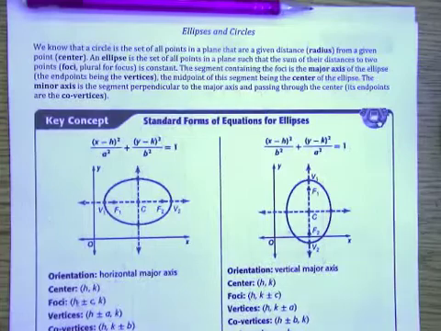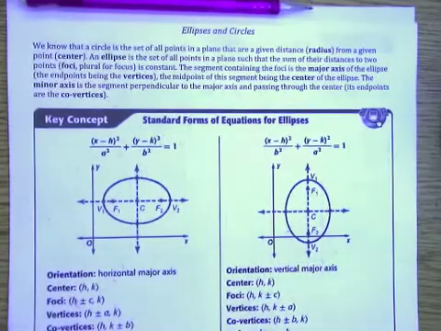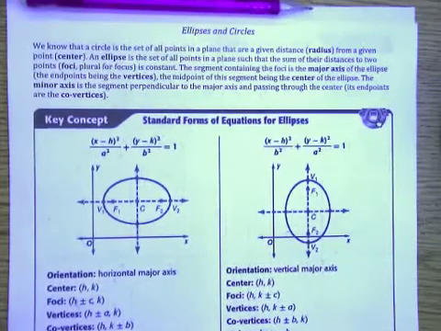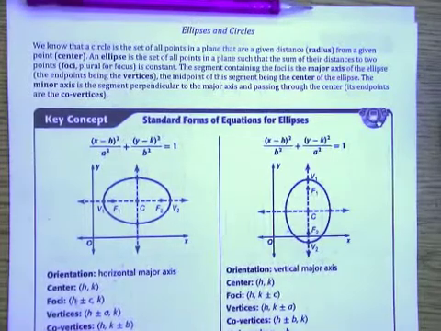In this lesson, we're exploring a couple of other conics. We're looking at ellipses and circles. And you've seen circles before, you've graphed them before in geometry a couple of years ago. So let's start by talking about the relationship between circles and ellipses. You know that a circle is the set of all points in a plane that is equidistant from a given point. We call that given point the center, and we call that given distance the radius.